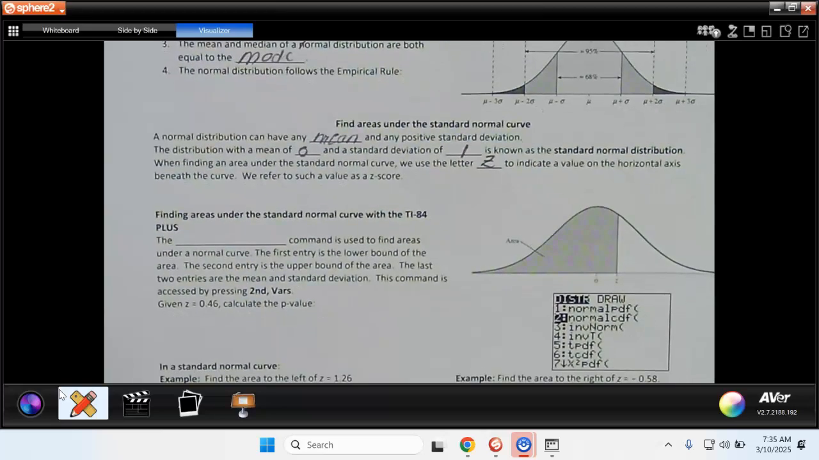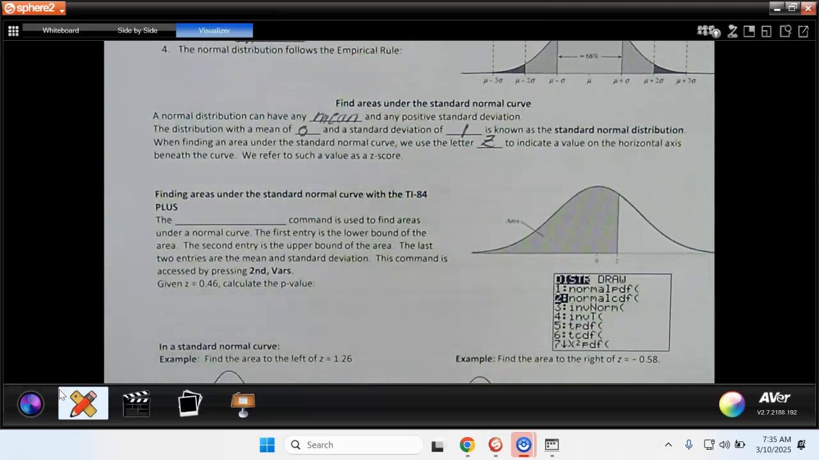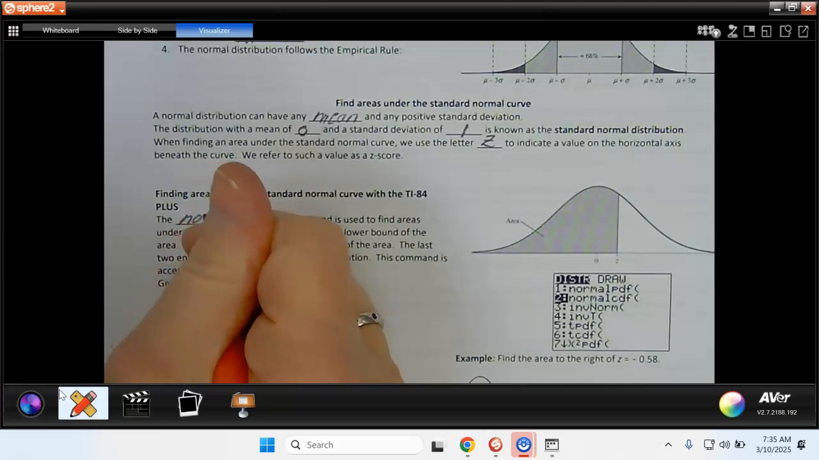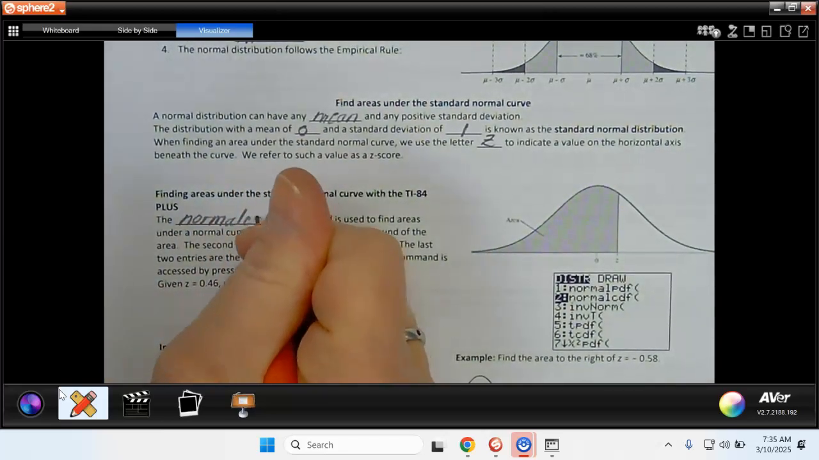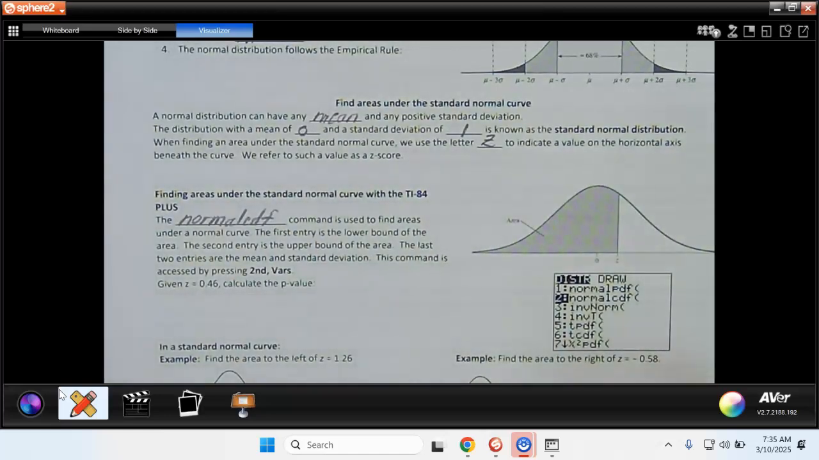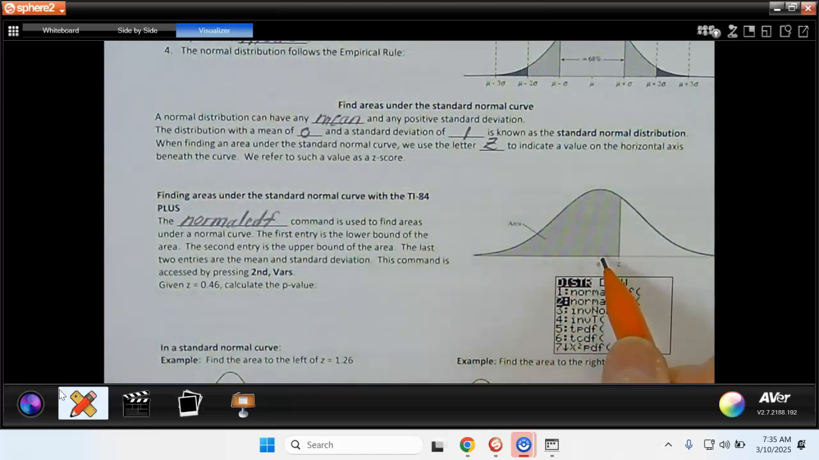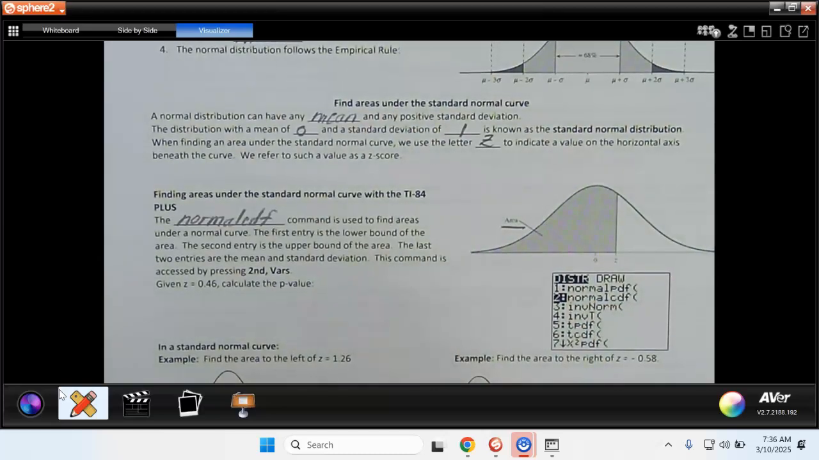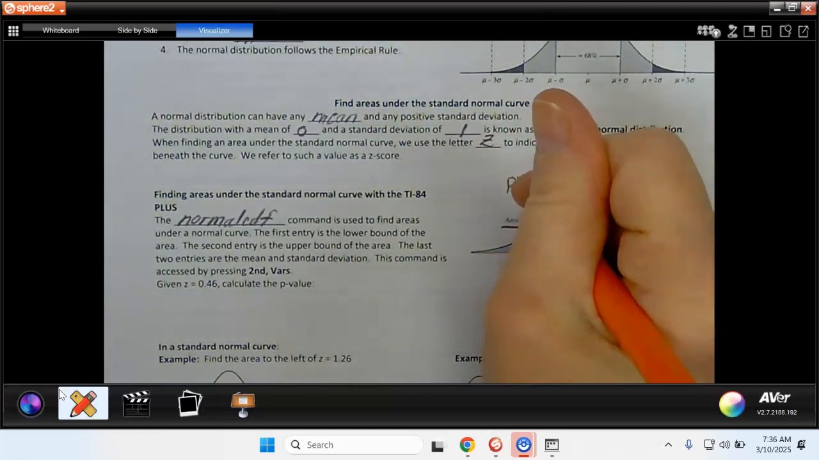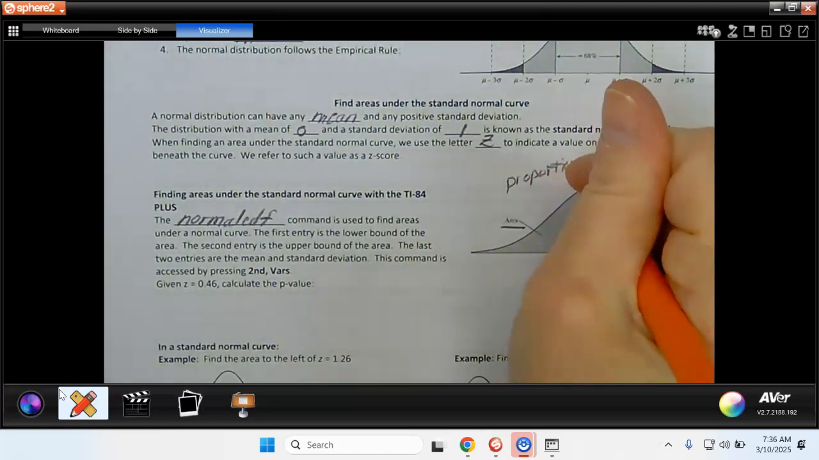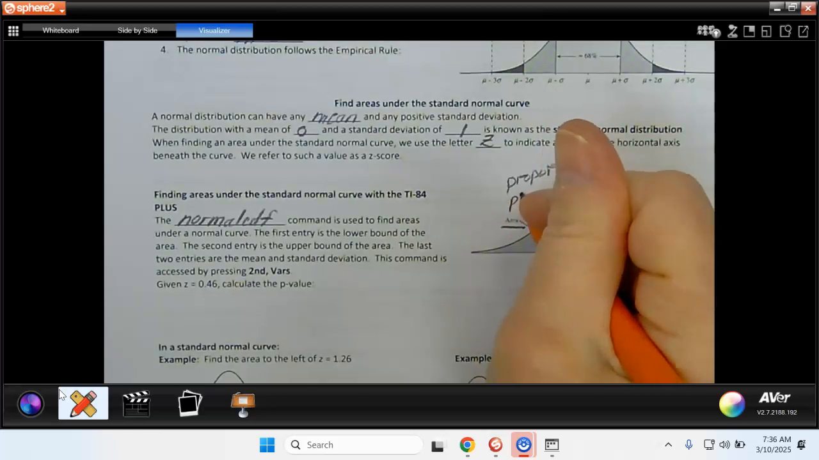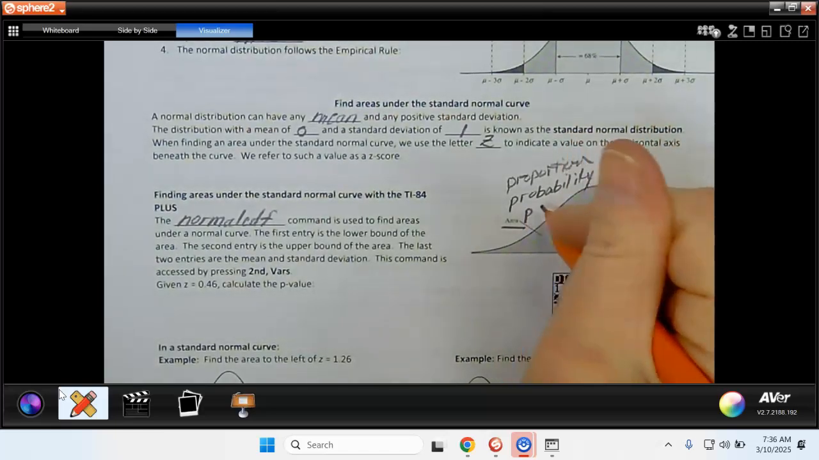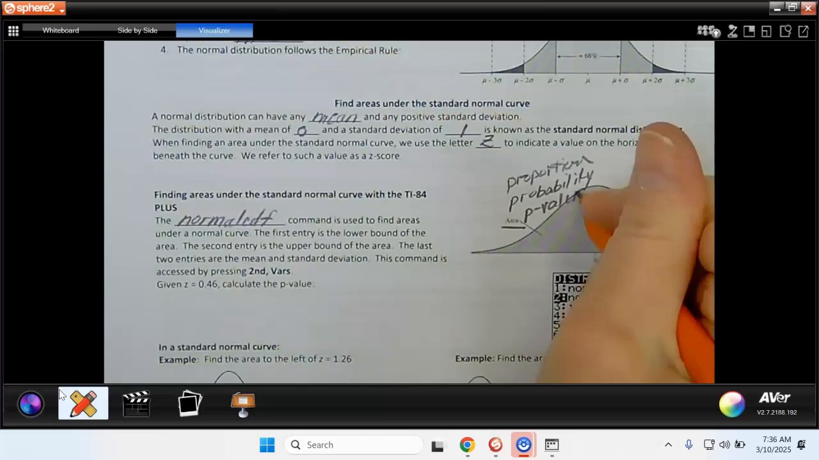Finding the area under the normal curve with the TI-84 Plus, really any of the 84s, is normalcdf. So if you're looking here and you're trying to find the area under this curve, it's referred to as area, but it's also proportion, probability, and p-value. They're all talking about the exact same thing.